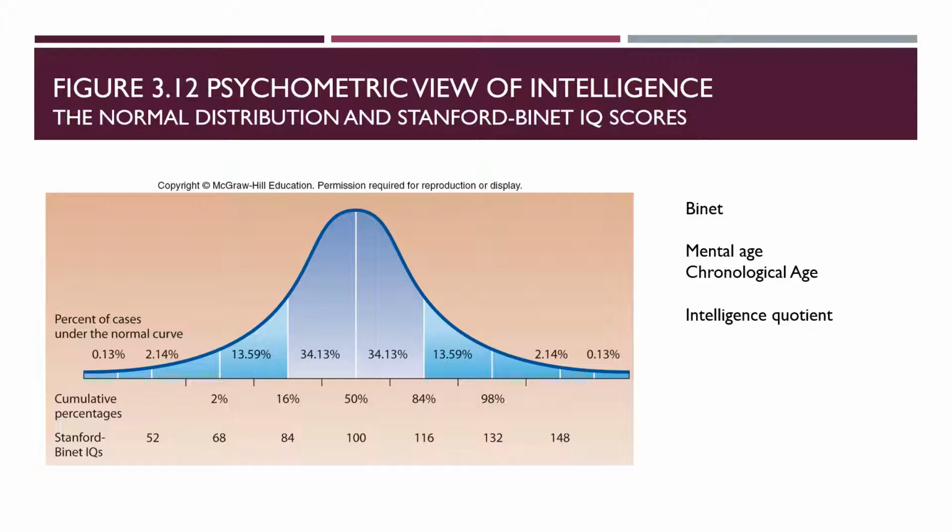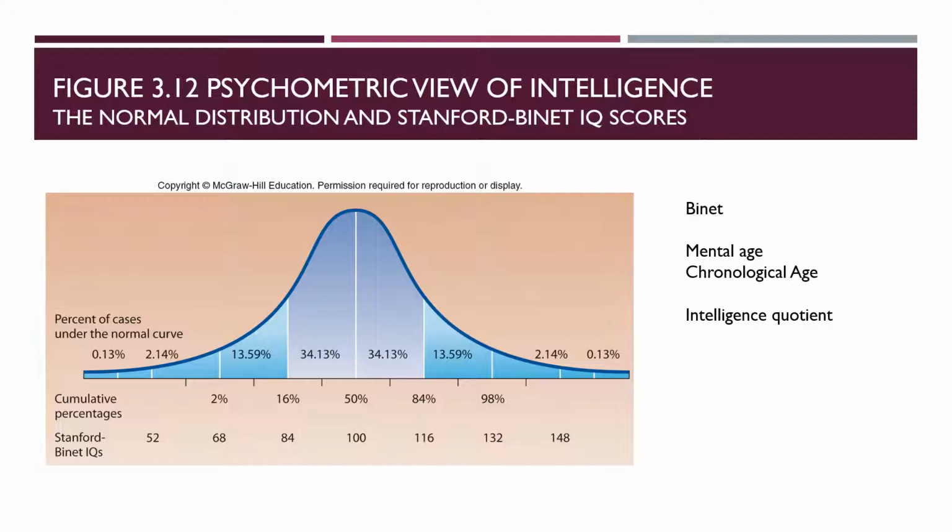a number that is supposed to indicate intelligence, made up of the person's mental age divided by chronological age. So mental age is basically the individual's level of mental development in comparison to others, and chronological age is how old you are in terms of calendar years.